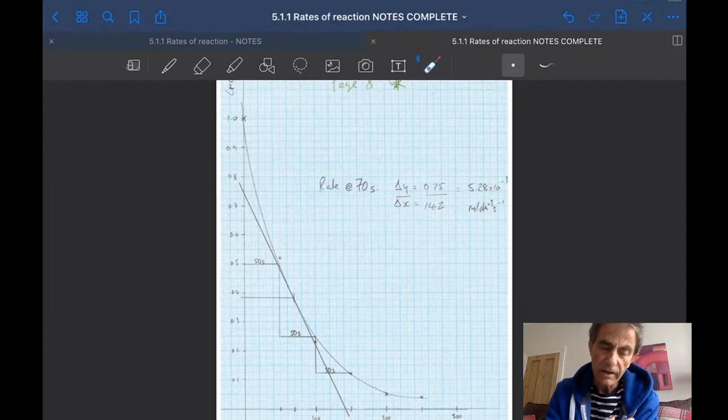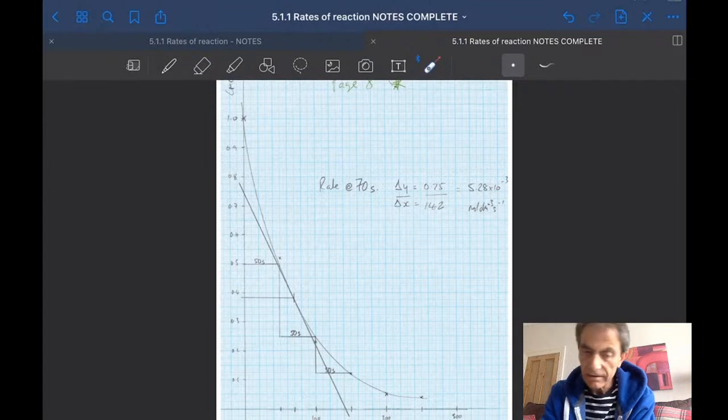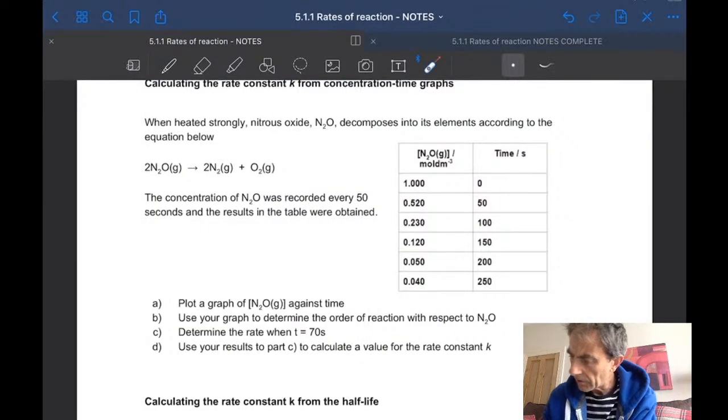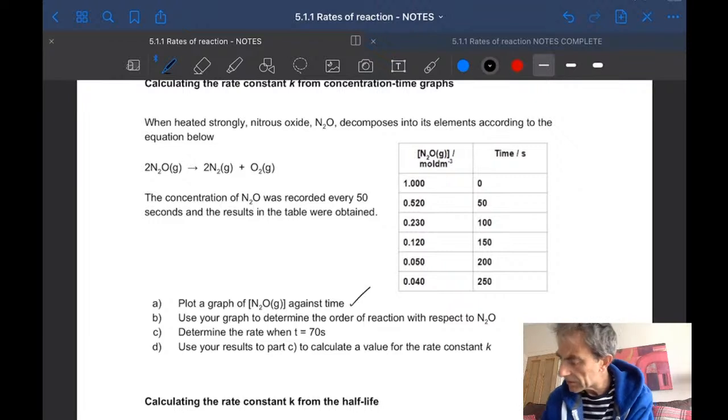If you can, try and get 3 half-lives drawn, and then you can say the half-life is constant, quote the half-life, 50 seconds in this case, and then you can say it's first order with respect to that reactant. Let's fill that in now. We've plotted the graph of concentration against time. Use your graph to determine the order. What would you write there? You could say it's first order.